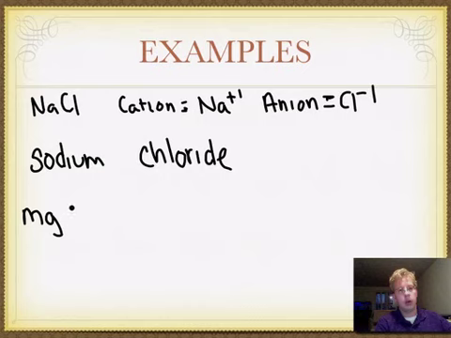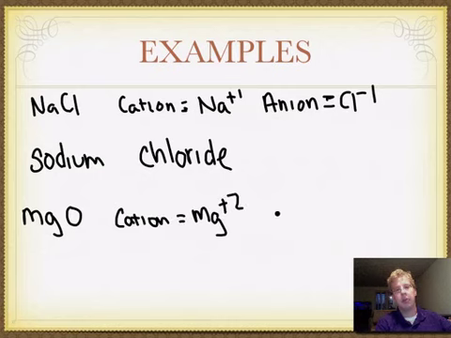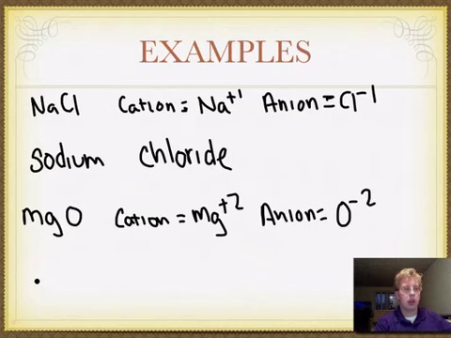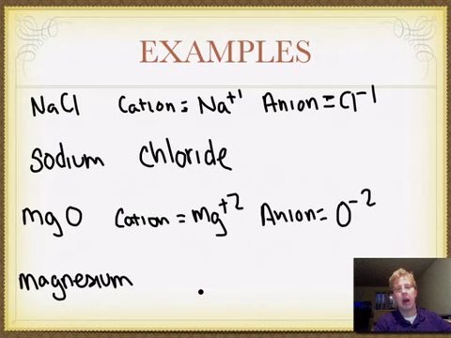If we do MgO, my cation is Mg plus 2. My anion equals O minus 2. The cation, magnesium, is not a transition metal, so it's just written as magnesium. Oxygen comes directly from the periodic table. It's not a polyatomic ion, so I'm going to change the ending to IDE, and it just becomes oxide.